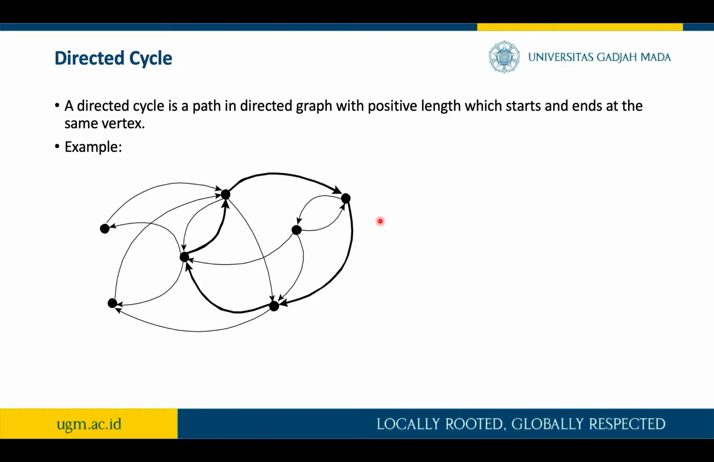In a directed graph, there is this term, directed cycle. A directed cycle here is a path in a directed graph with positive length. So the length must be positive. It cannot be zero. Positive length, and it starts and ends at the same vertex. So this is an example of a directed cycle. Using this cycle, we can start from any vertex and get back to itself, for these four vertices.